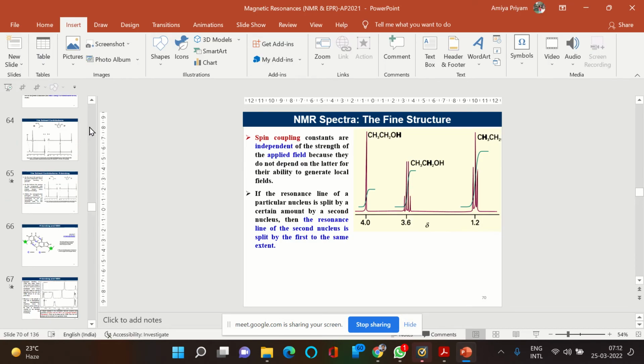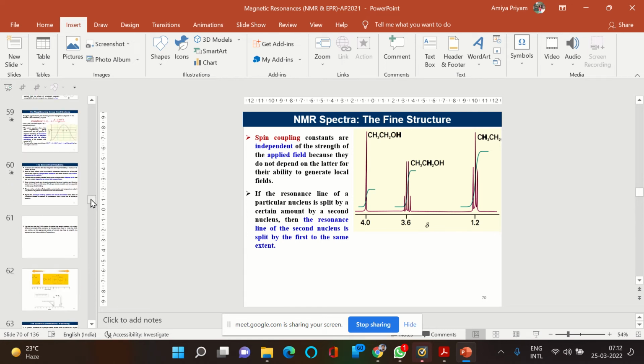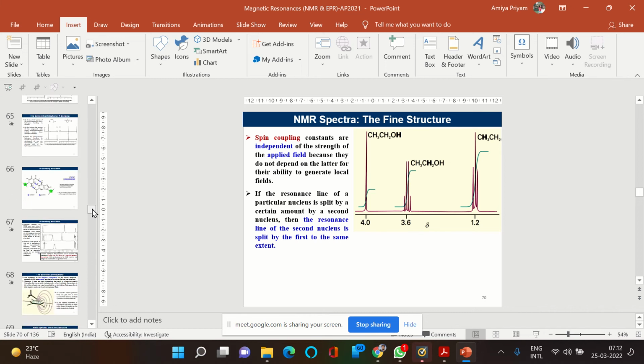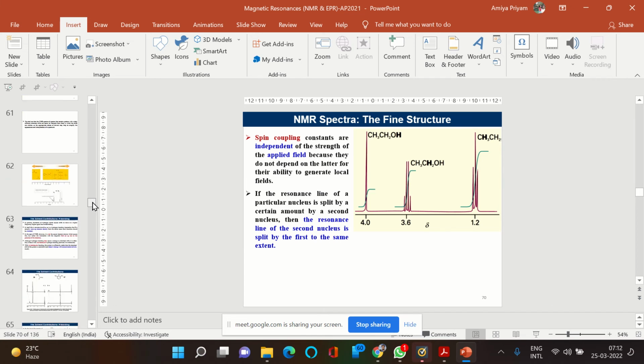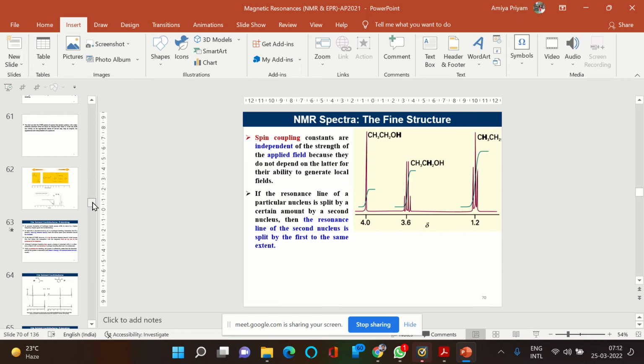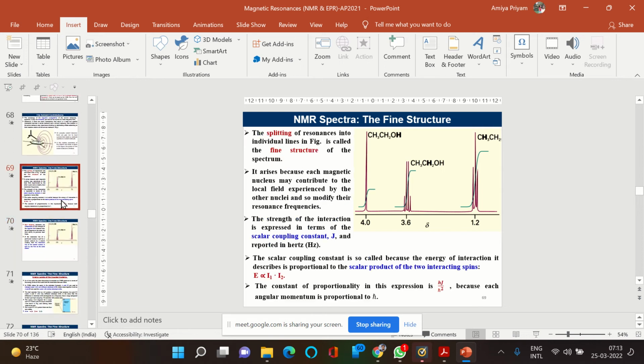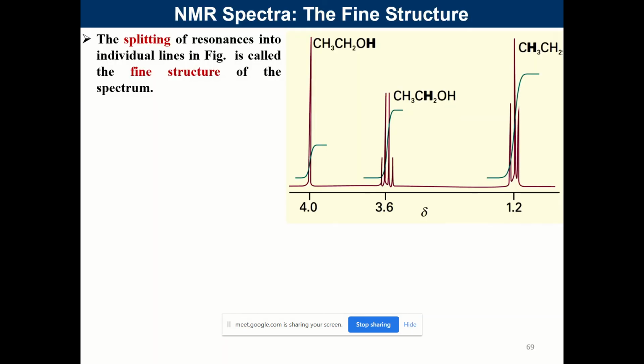So remember we were talking about NMR, nuclear magnetic resonance. We had started with learning about the intensity variations, then the chemical shifts, and at the last we were trying to understand the effect of solvents. Finally we went back to the system of ethanol and tried to understand the splitting patterns. These splitting patterns are called fine structure.